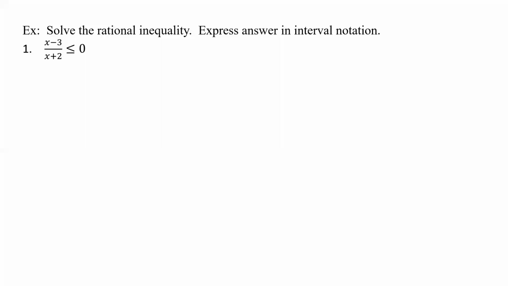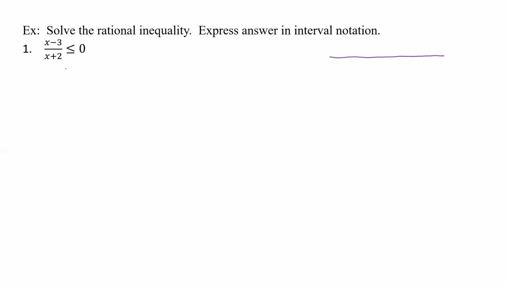All right, so here we're supposed to solve the rational inequality and then express the answer in interval notation. Well, when we do inequalities with less than or equal to 0, we're going to have some number line. We're going to have to choose some test points, and then work our way through trying to figure out what interval works within that number line. So what do we know here?